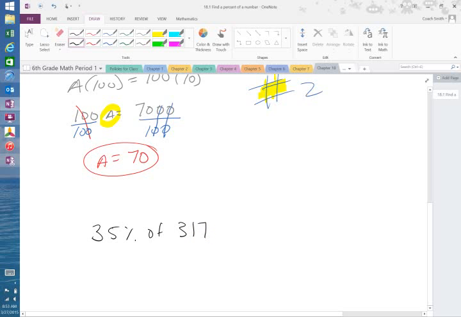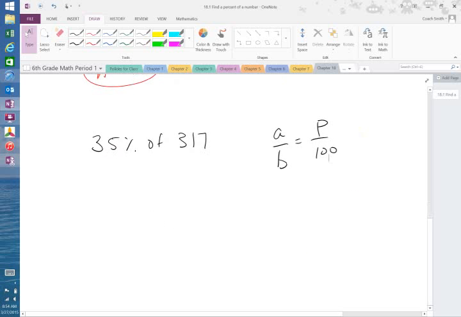Hey, look. I want you to check this, okay? Everybody look at the screen. 35% of 317. Remember, our proportion is always the same: A over B equals P over 100. So this is the percent, 35 over 100 is equal to, this is the B, the total, so it goes on the bottom.